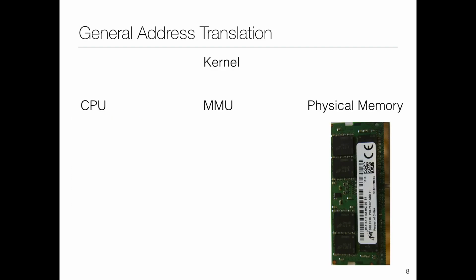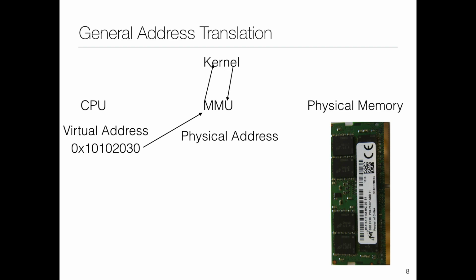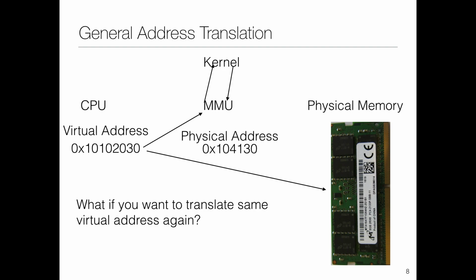Okay, a very quick revision on general address translation. We have a CPU which, let's say, is executing some instructions. The virtual address required is hex 10102030. It goes to the MMU, it goes to the kernel, which returns something. In this case, let's say it returns a physical address, which has changed. So if you noted, it's not the same as yesterday. Then you can request this address from the physical memory. What if you want to translate the same virtual address again?